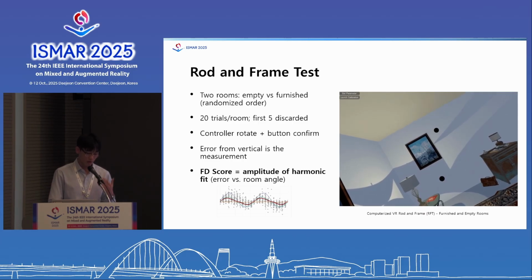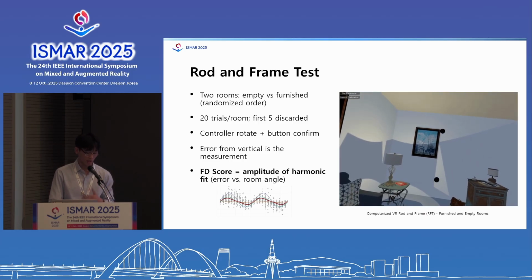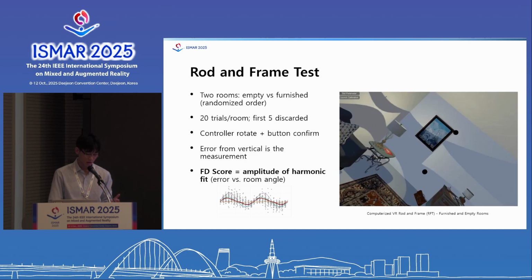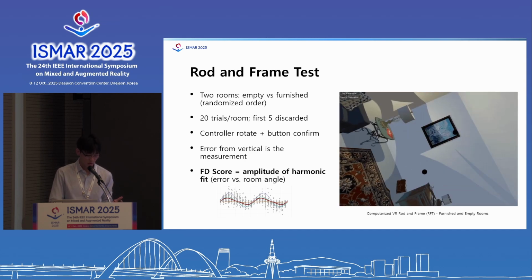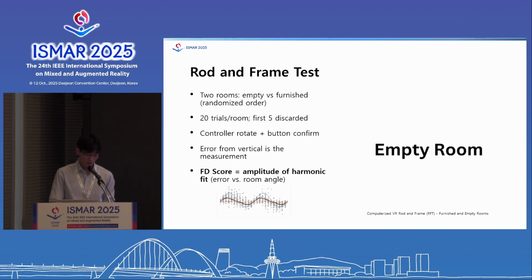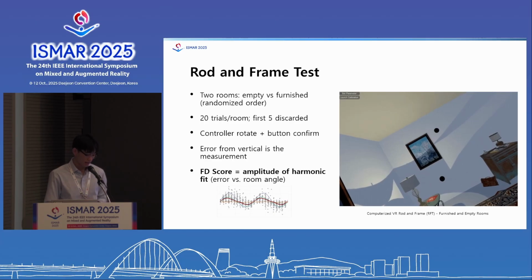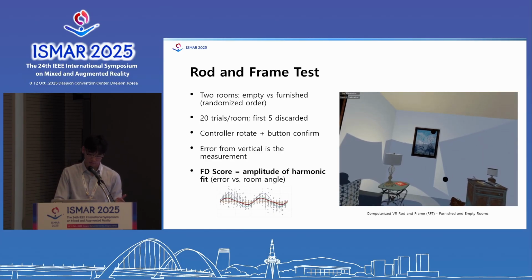For the VR rod and frame tests, we had 2 rooms, the empty room and the furnished room. We had randomized ordering. Each room had 20 trials, and we discarded the first 5 trials to ensure individuals understood the objective and so that they got used to the controls. The error from vertical is what we're retaining here. Instead of averaging errors, we fit the errors in different room angles with a 2-term harmonic model inspired by Wallerstein's classical subjective visual vertical model. The height of the fitted wave, its amplitude, is our single field-dependent score, and it's one of our contributions in this paper, but more on that later.